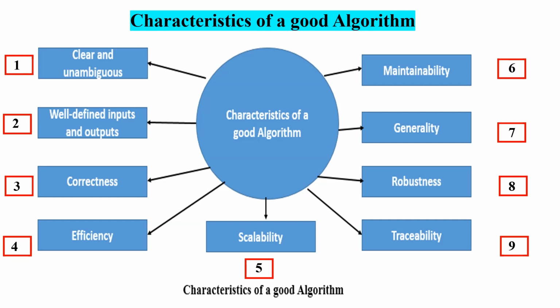Eighth point: robustness. A good algorithm should be able to handle unexpected inputs and error conditions without crashing or producing invalid results. Ninth point: traceability. A good algorithm should be traceable, that is, it should be possible to trace the execution of the algorithm and debug it if necessary.